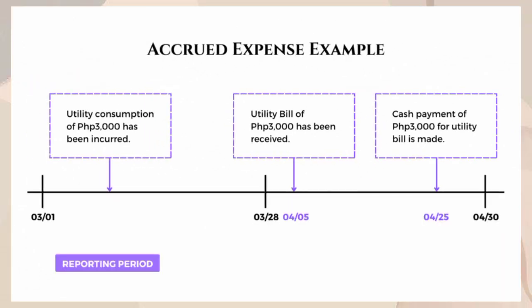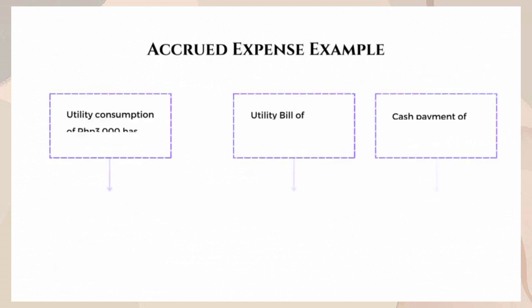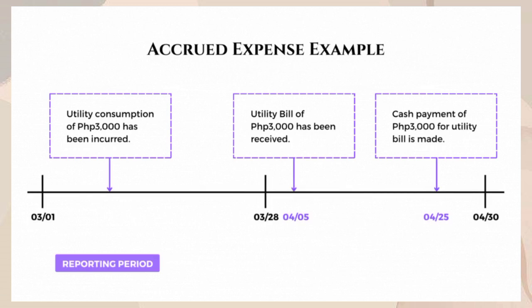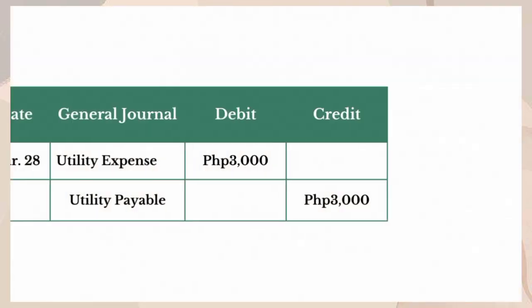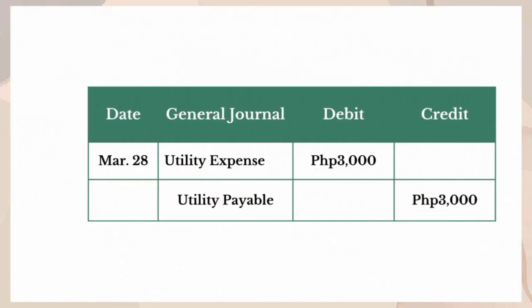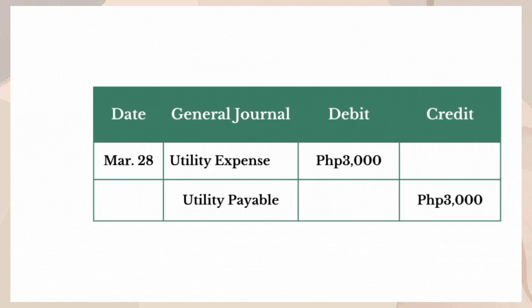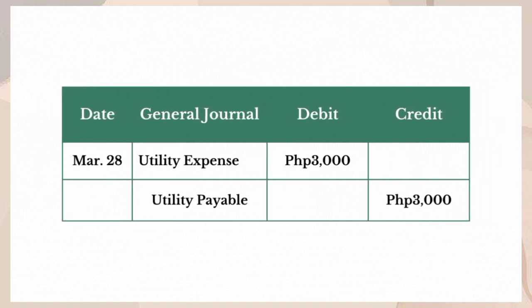Example of accrued expense. Miss Cly consumes 3,000 pesos utility in March. The expense for the utility consumed of Miss Cly remains unpaid on the balance day, March 28. Miss Cly then receives its bill for the utility consumed on April 5 and makes the payment on April 25. On the balance day, the accrued expense of utility is treated as current liability or utility payable owed to the utility of Ms. Cly, and the expense or utility expense incurred by Ms. Cly in March.